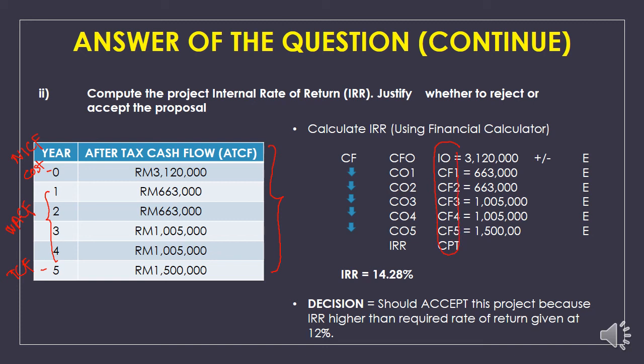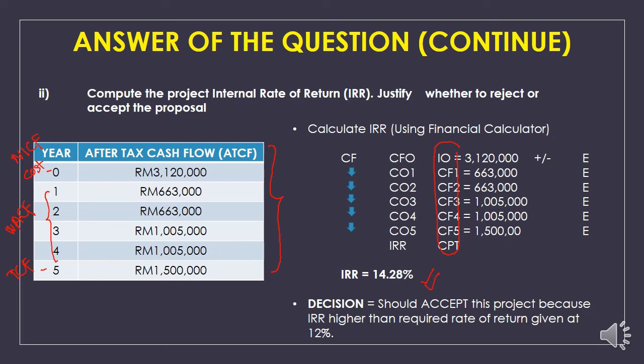The first one, you should press the CF button on the financial calculator, and then you should enter the amount of initial outlay, which is 3.12 million, then plus minus, enter. Then you will add the cash flow amounts for year 1 until year 5 based on CO1, CO2, CO3, CO4 and also CO5. And then you will press the IRR compute buttons. You will get directly the amount of IRR, 14.28%. So this is the answer for IRR.